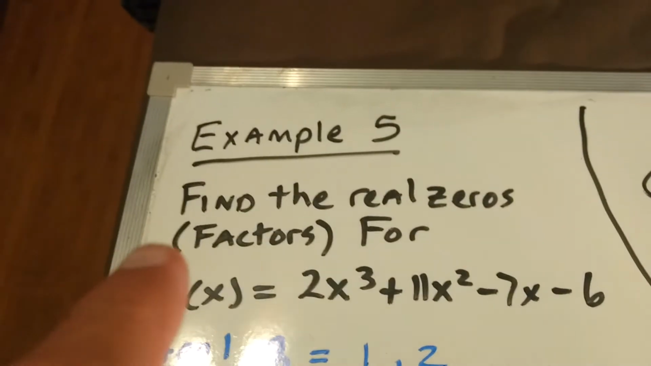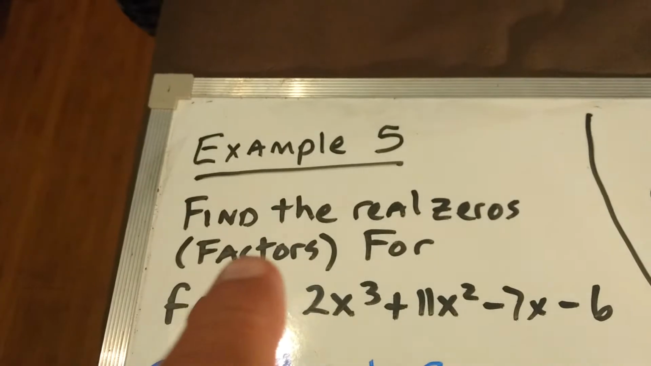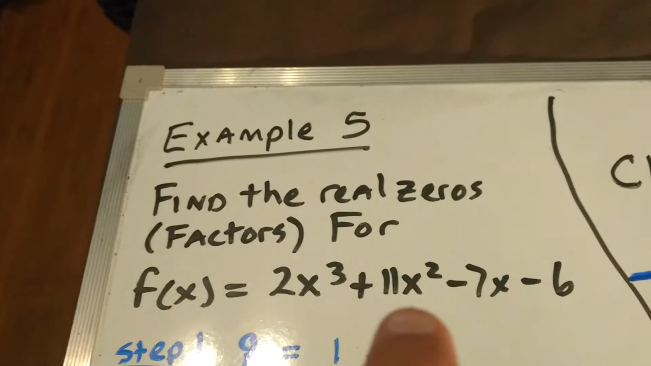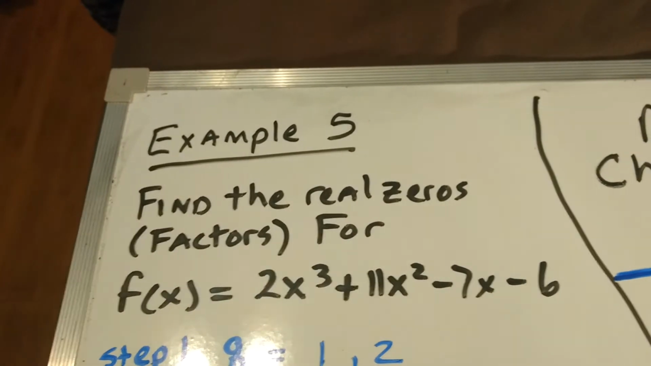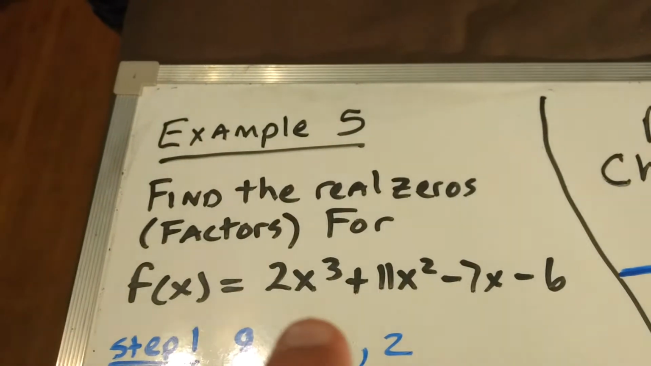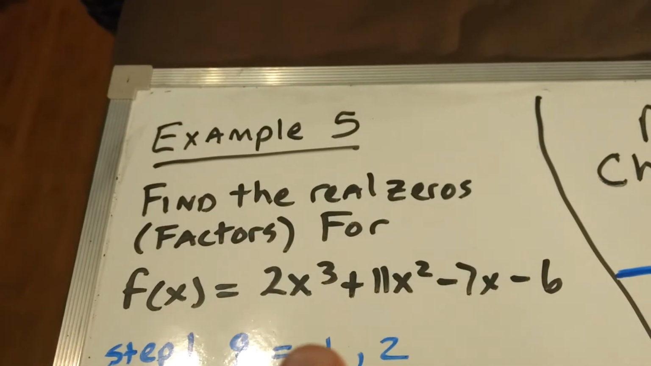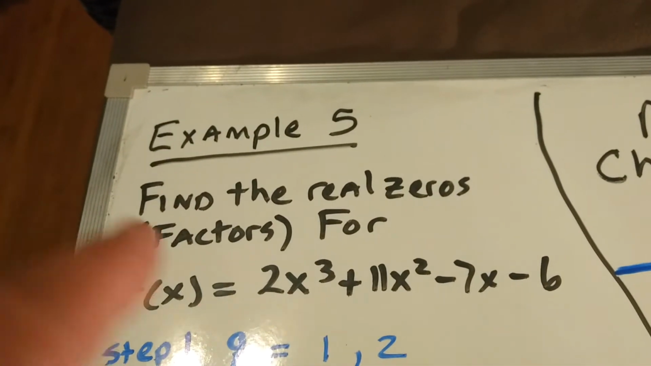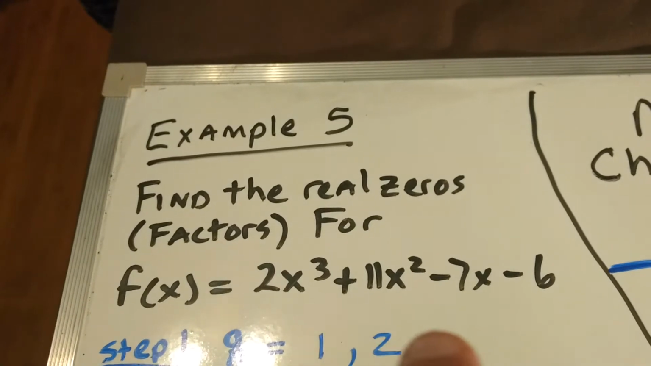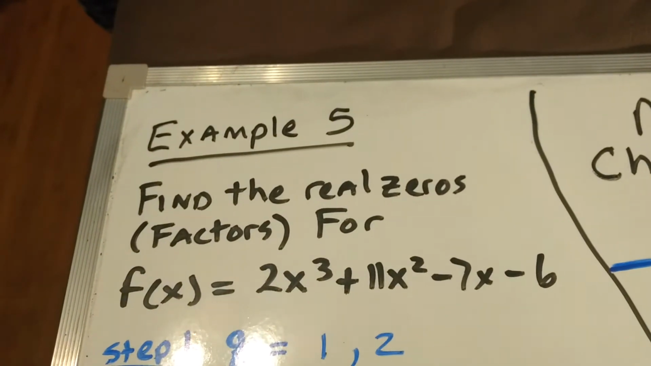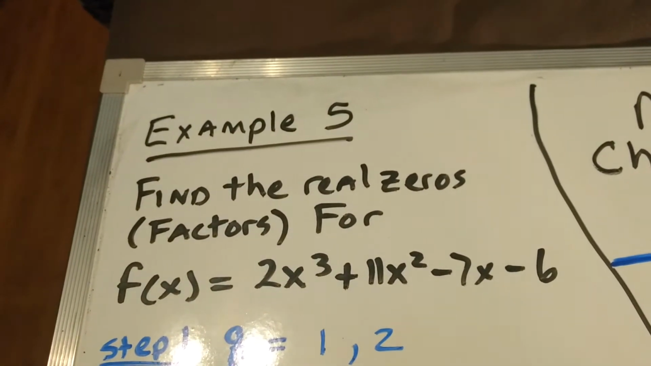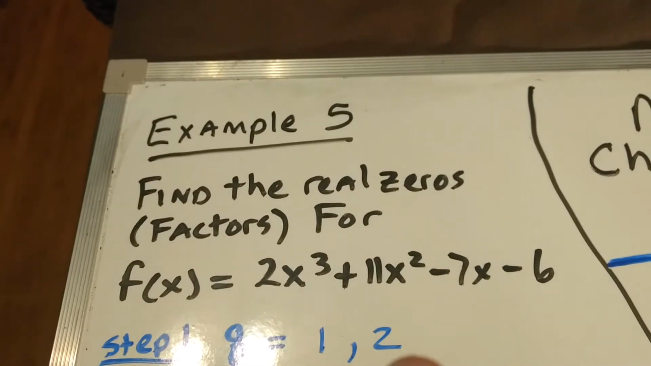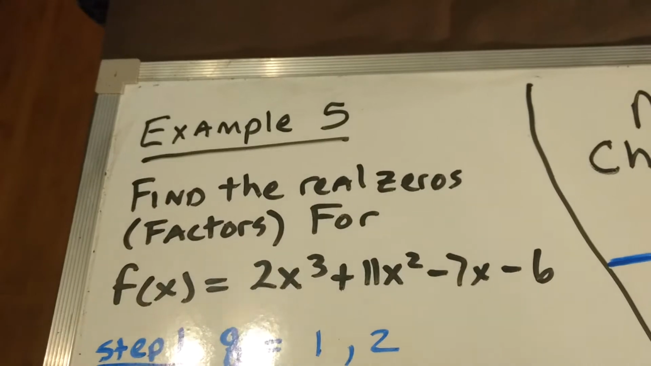So this problem here says find the real zeros or factors for f of x equals 2x cubed plus 11x squared minus 7x minus 6. All right. So because this is a 4-termed polynomial, the first thing we look at is factor by grouping. Because we can't group the first two and the second two and factor something common out, and have something common left in parentheses, we can't factor by grouping. So we go to this process.